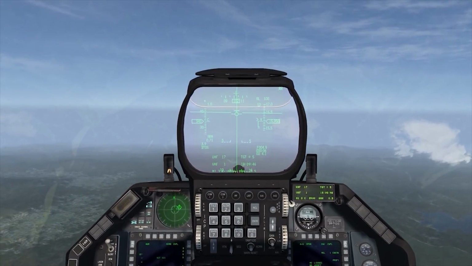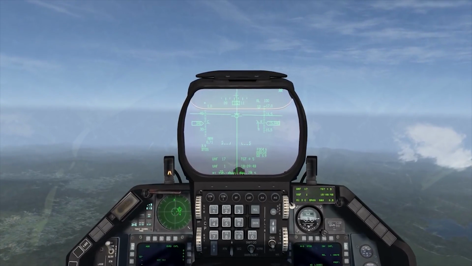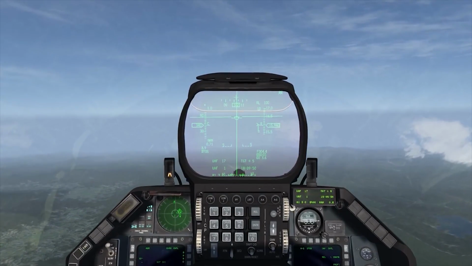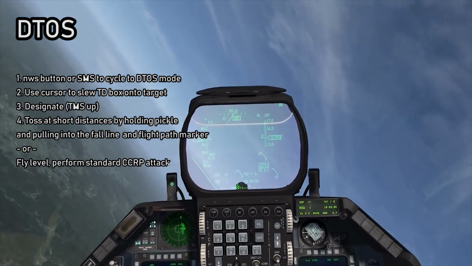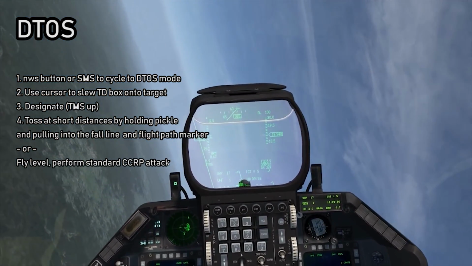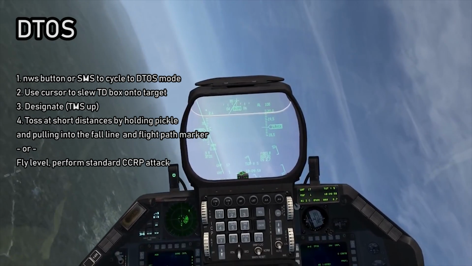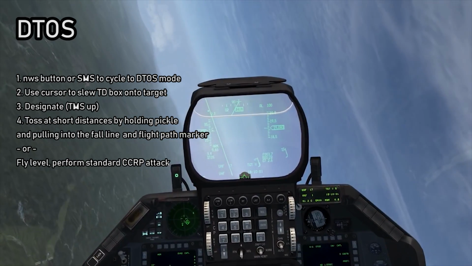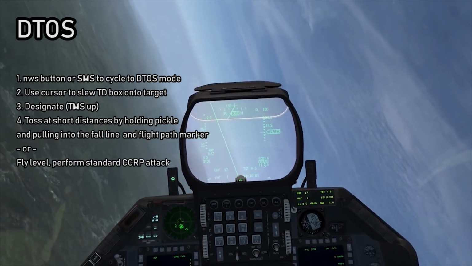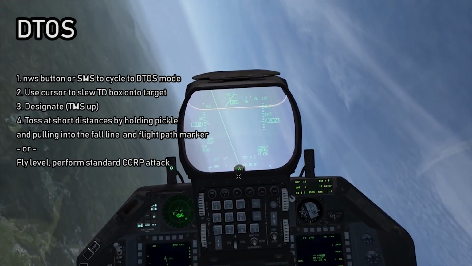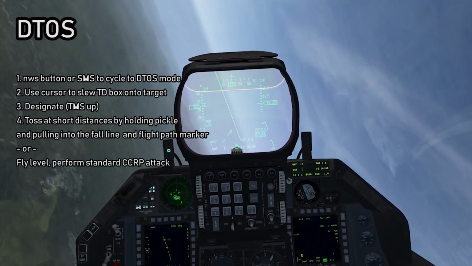Now, the advantage here versus CCRP is that I didn't need a steer point, and I didn't need a radar contact. Just by slewing a TD box onto the target, I've been able to essentially decide how I want to attack that target rather than have to come in nose straight at it with a very long slant range as I would with CCIP. Thus, I'd be losing altitude and going within threat parameters.